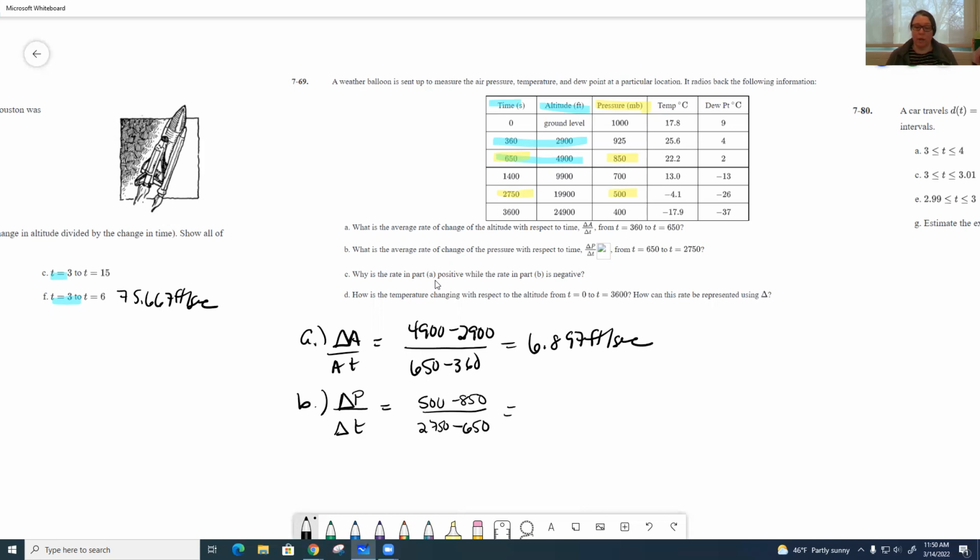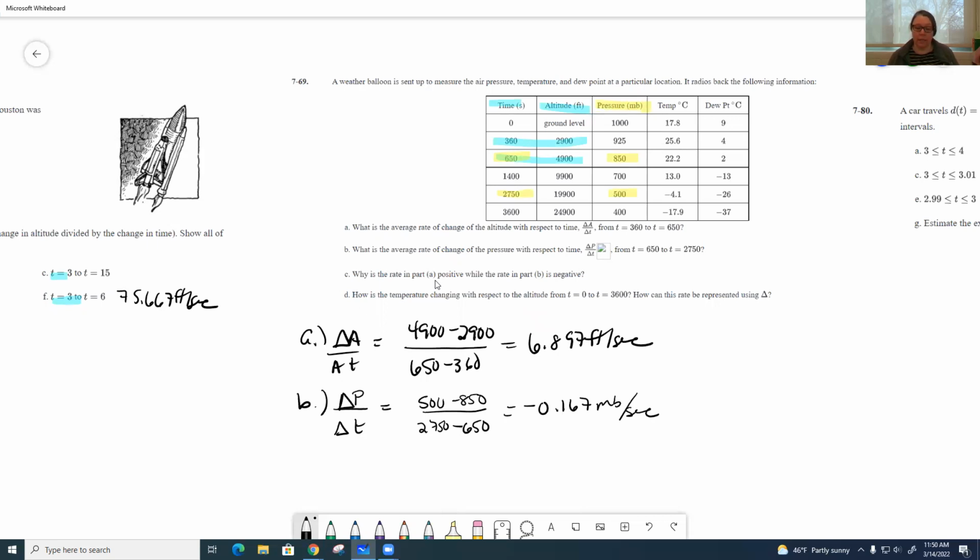Now notice here, 850 to 500, it went down. So I'm getting a negative number over a positive number. So I'm getting negative 0.167 in my units here. And then C says, why is the rate in part A positive, the rate in part B is negative? Okay, so here, as the altitude is increasing, the pressure in the air is actually decreasing.